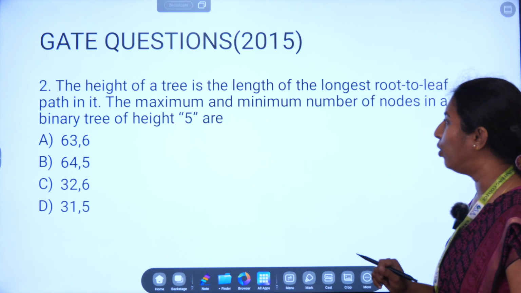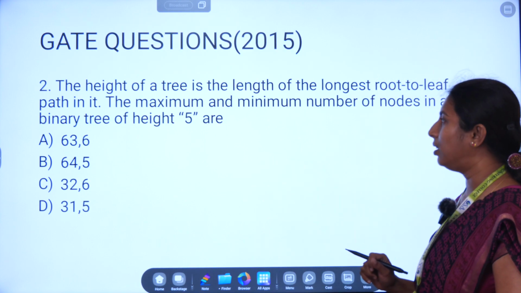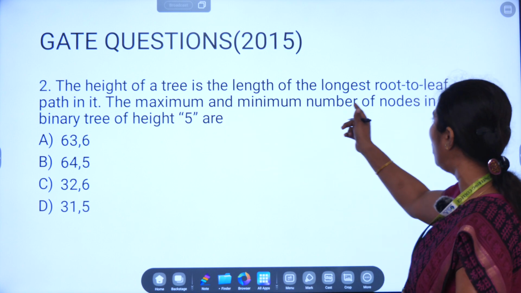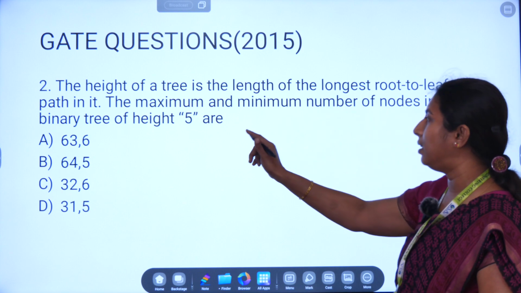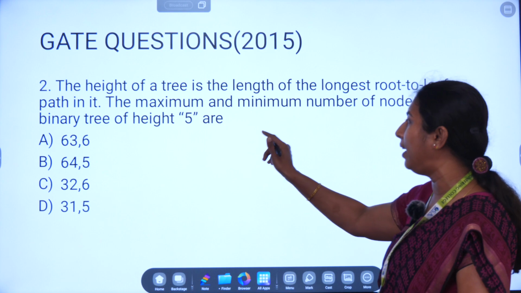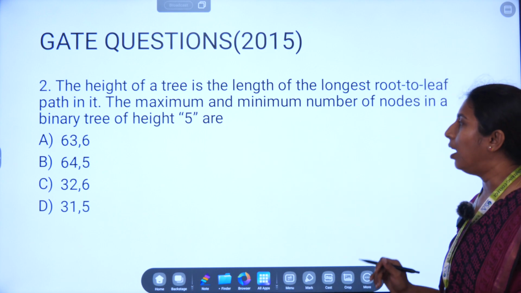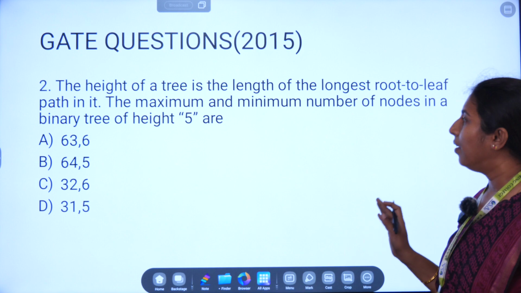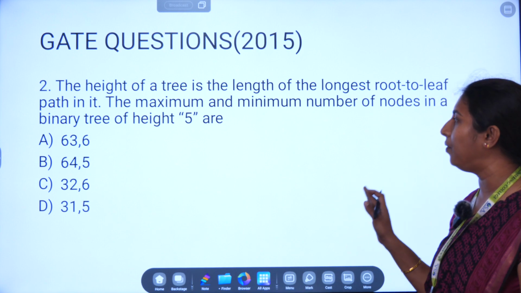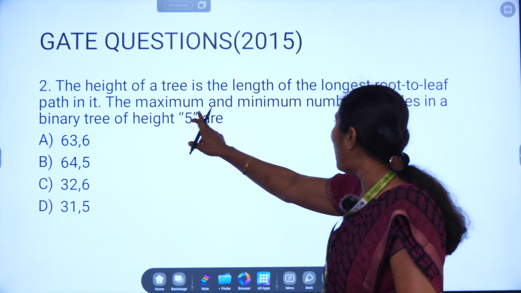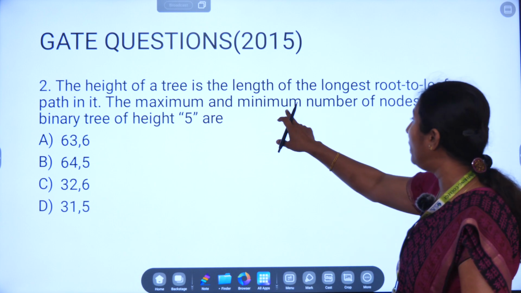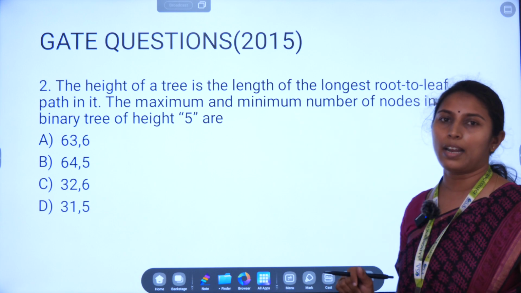Next we are going to go off with the second question. The question given over here is: height of the tree is the length of the longest root to leaf path in it. What are the maximum and minimum number of nodes in a binary tree of height 5? They have given the height of the binary tree. Since the height is given, we need to identify the maximum number of nodes it can have, or the minimum number of nodes it can have.